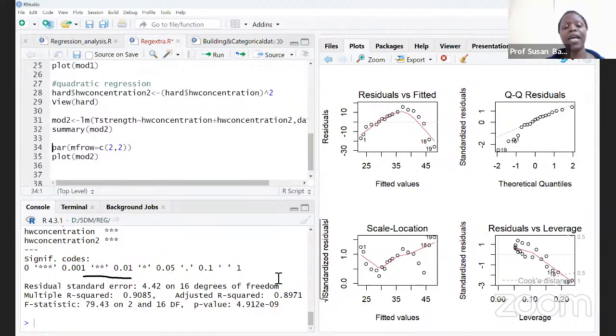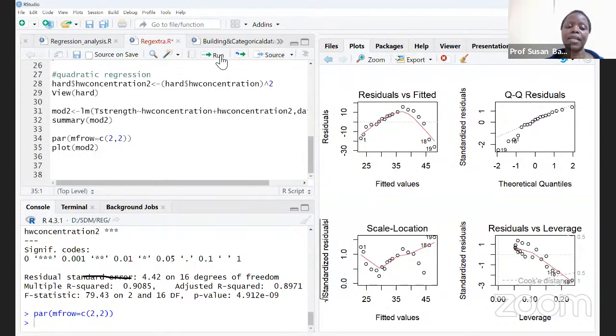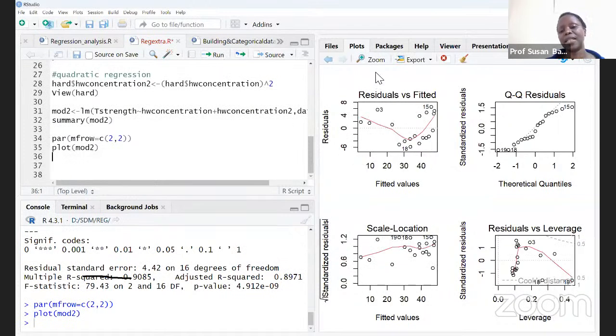We want us to look at the residual plots. You've already seen what happened. Now let's look at the residual plots with the new model. And we run and we see that, let me just zoom in and stop sharing and share the residual plots. And we see that we are doing a good job.